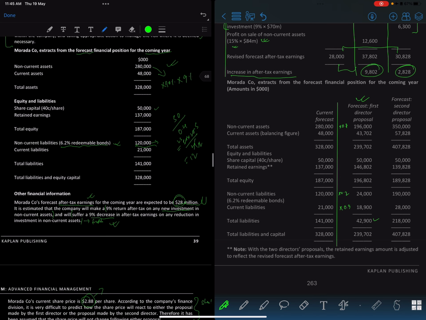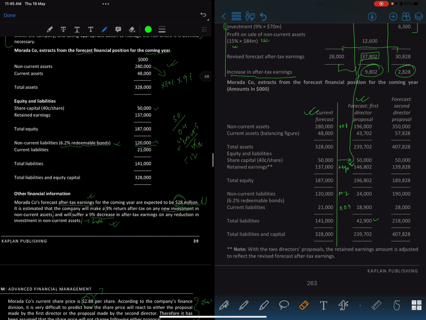Okay, so total share capital is as it is, right? And then for total retained earning, what we do is we add the profit for this year. You see the predicted profit that we had predicted over here, the 37,000. We add this together. So 137,000 plus that amount increase in after-tax earning, right? Because this is the current forecast. You might say, why am I adding 37,802? We are not adding 37,000, we are only adding 9,800.